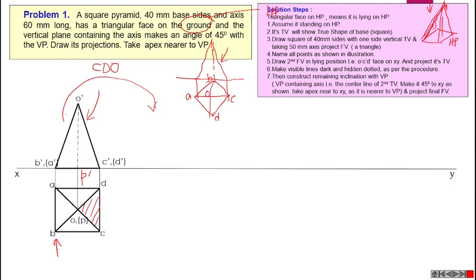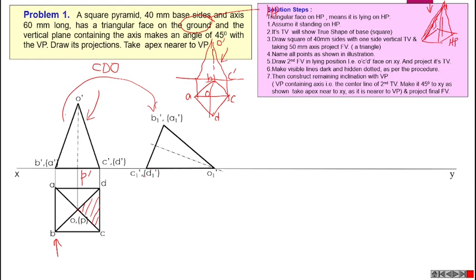Then this CO, slant height CO, will become this C dash O dash. That means if we rotate this particular front view and make this straight line C dash O dash lie in the XY line, then that condition becomes the slant height on HP condition. Here we need the triangular face on HP condition, so we must select the base figure like this. Then we can rotate and make this triangular face in HP condition fully satisfied.